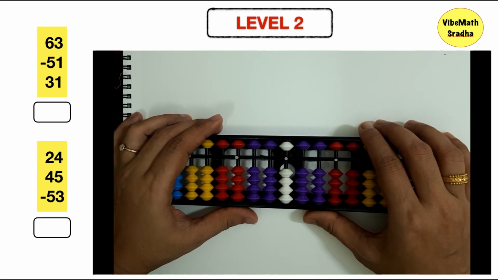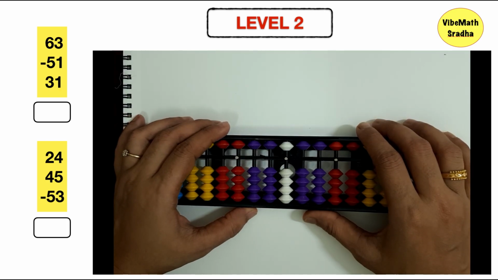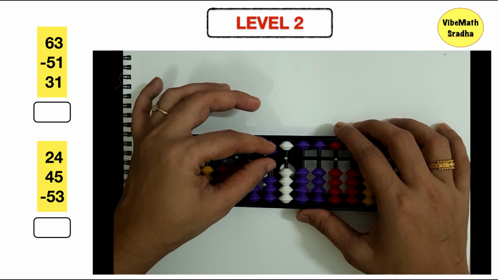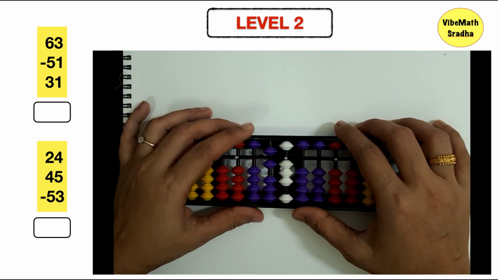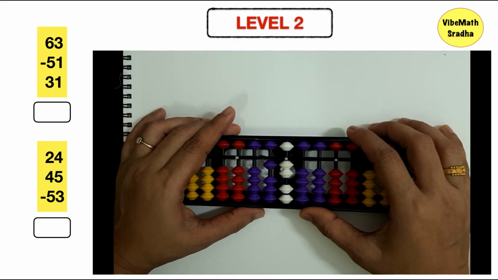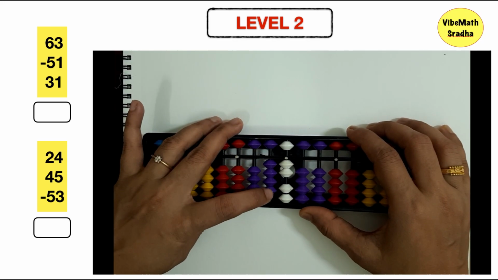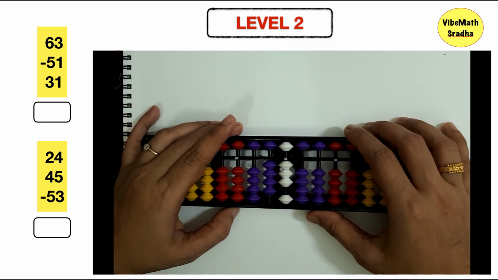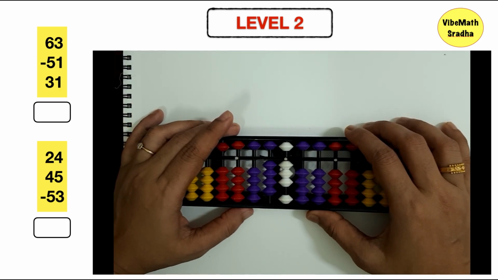Next example is 63 minus 51 plus 31. 63 minus 51, minus 5 minus 1, then plus 31, plus 30 plus 1. So, answer here is 43.